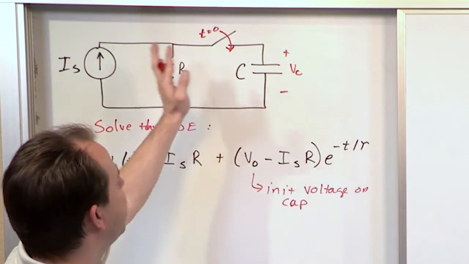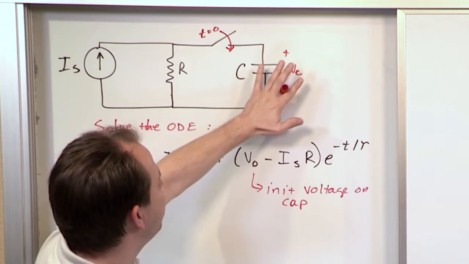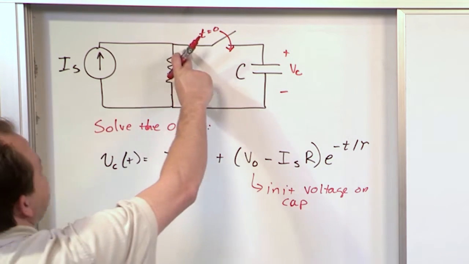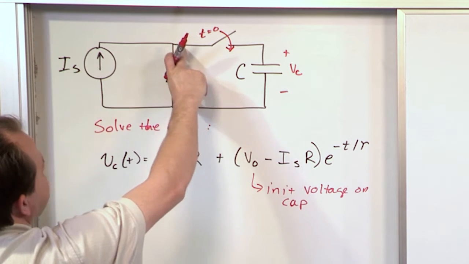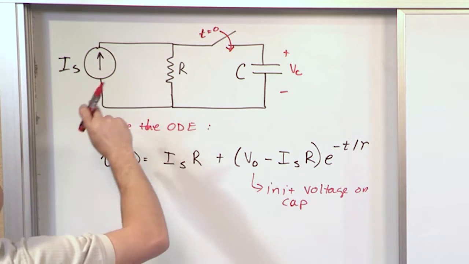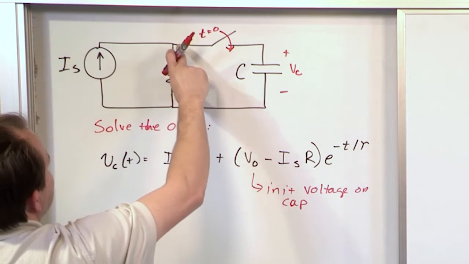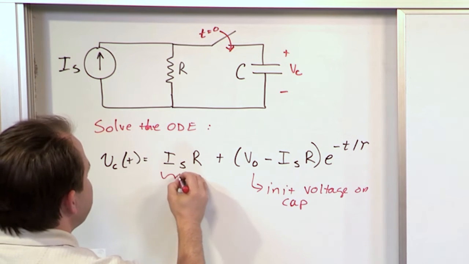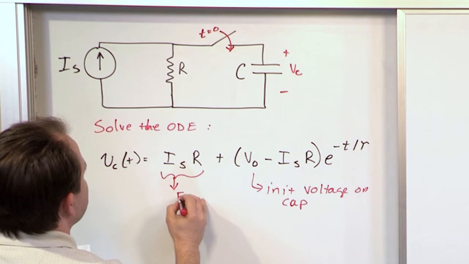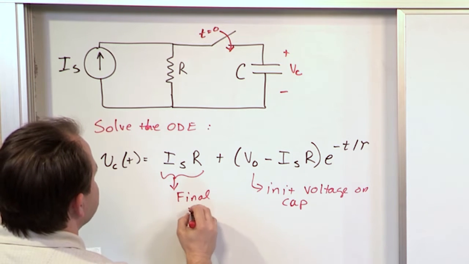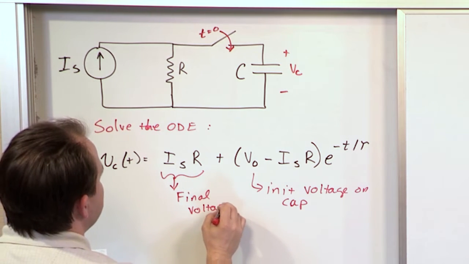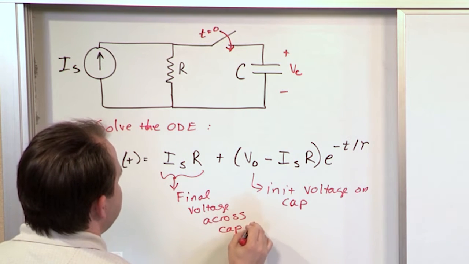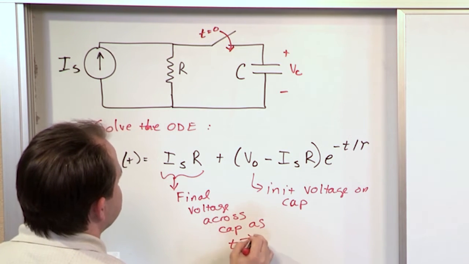So after a long period of time elapses, this open circuit is not even in the circuit anymore, and the voltage across the capacitor is going to be the voltage across this resistor. V is equal to I times R. So this term here, you can think of it as the final voltage across the capacitor as t approaches infinity.